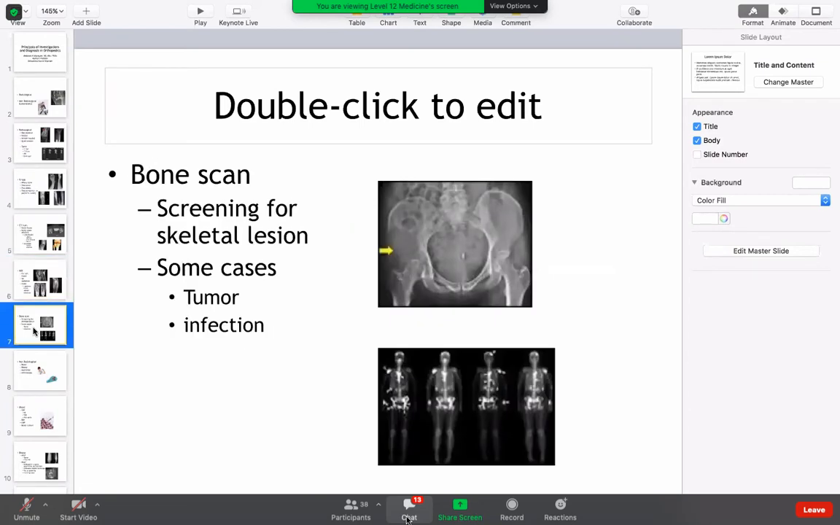Bone scan is used for screening for skeletal lesions and can also be helpful in case of tumor and infection. So the patient will receive radioactive material, and then after a period of time, it will be circulating in the body, and you can take images in different phases. So there are early phases and then phases in between. Early phases can be used for soft tissue, late phases can be used for bone. It's just the time it takes the body to absorb this radioactive material.